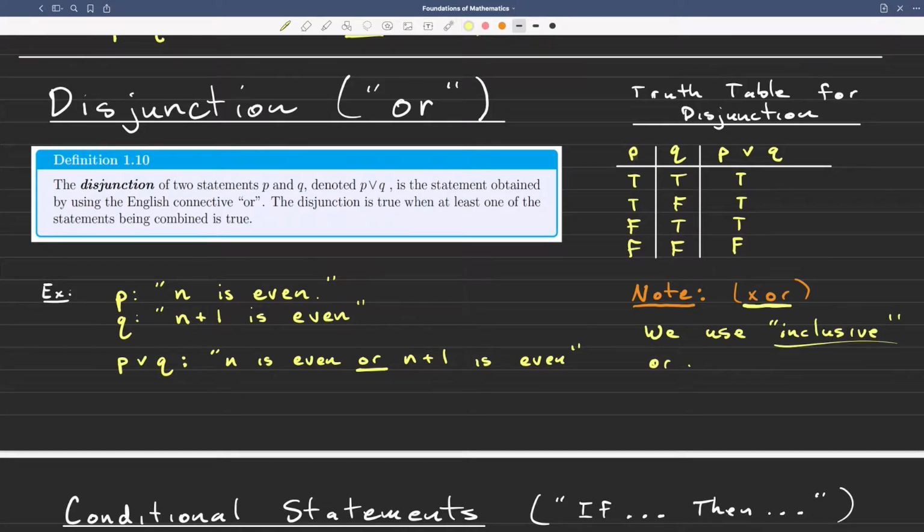So now we have negation and we have conjunction, and so we can combine two statements with "and" to get a bigger, more complicated statement, and we understand the logic of it. And we have "or," a disjunction, another way to combine two statements to get a bigger, more compound statement, and we understand the logic of that.